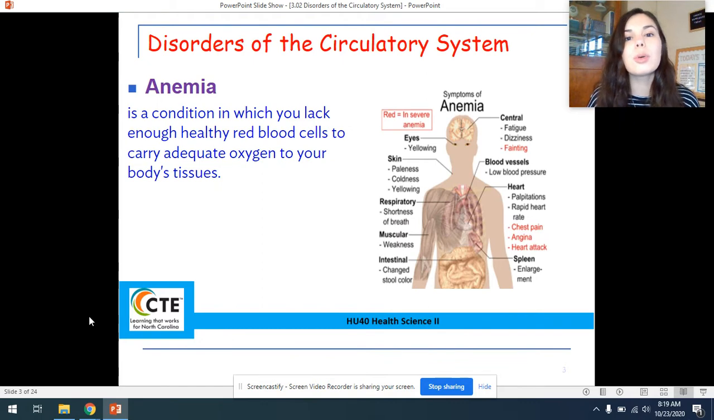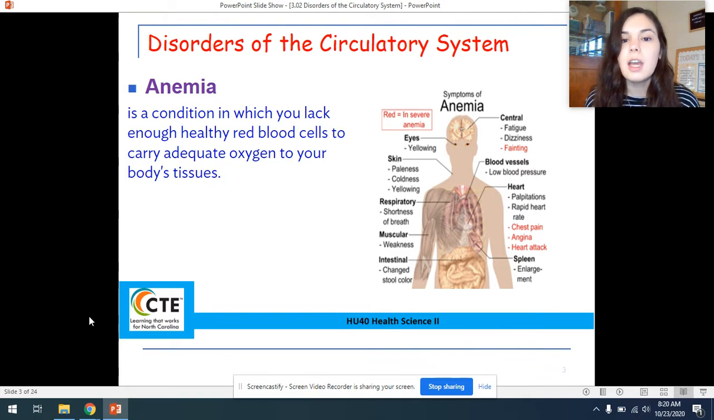The first blood disorder we're going to be talking about today is anemia. Anemia is a condition in which you lack enough healthy red blood cells to carry the oxygen that your body needs to all of your tissues. It can lead to a lot of different symptoms, and the symptoms vary depending on how anemic you are and per person.